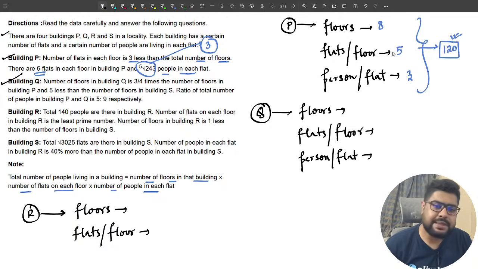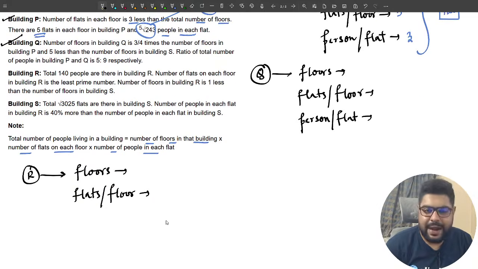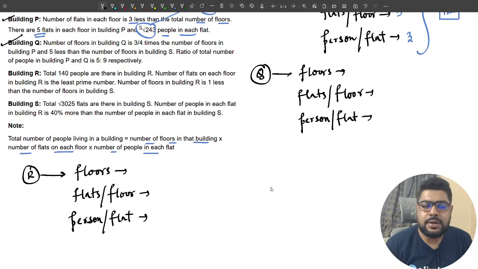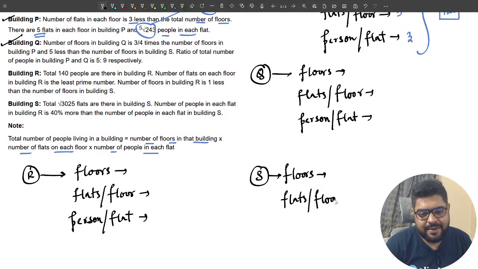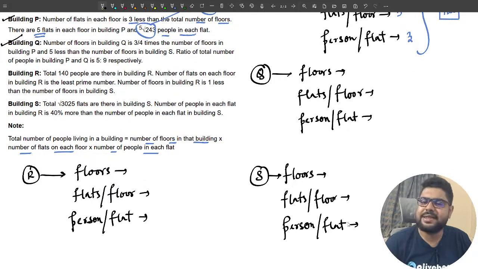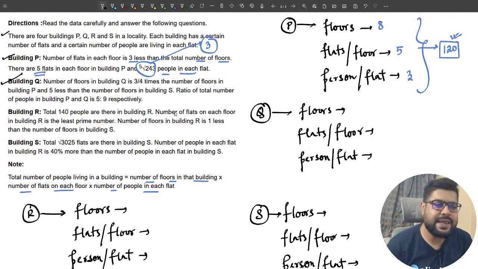But let me say this: in your practice, or whenever you make this type of sets, like in your exam, do make sure to preserve the data. Don't erase it, it is very useful. So floors, flats per floor, and person per flat. Now if written in a table, we wouldn't have to write this many times. That's the only change.